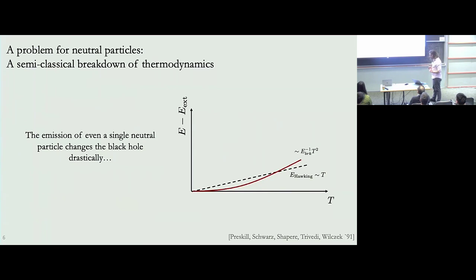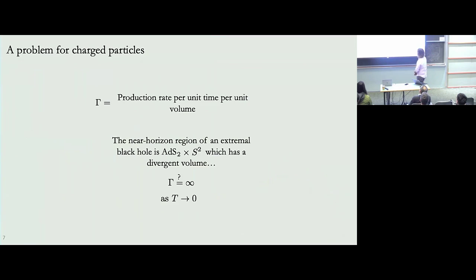What about for charged particles that were emitted through Schwinger pair production? Well, there was a problem there too with my previous calculation. Namely, the Schwinger pair production rate that you typically compute is a production rate per unit time per unit volume, right?